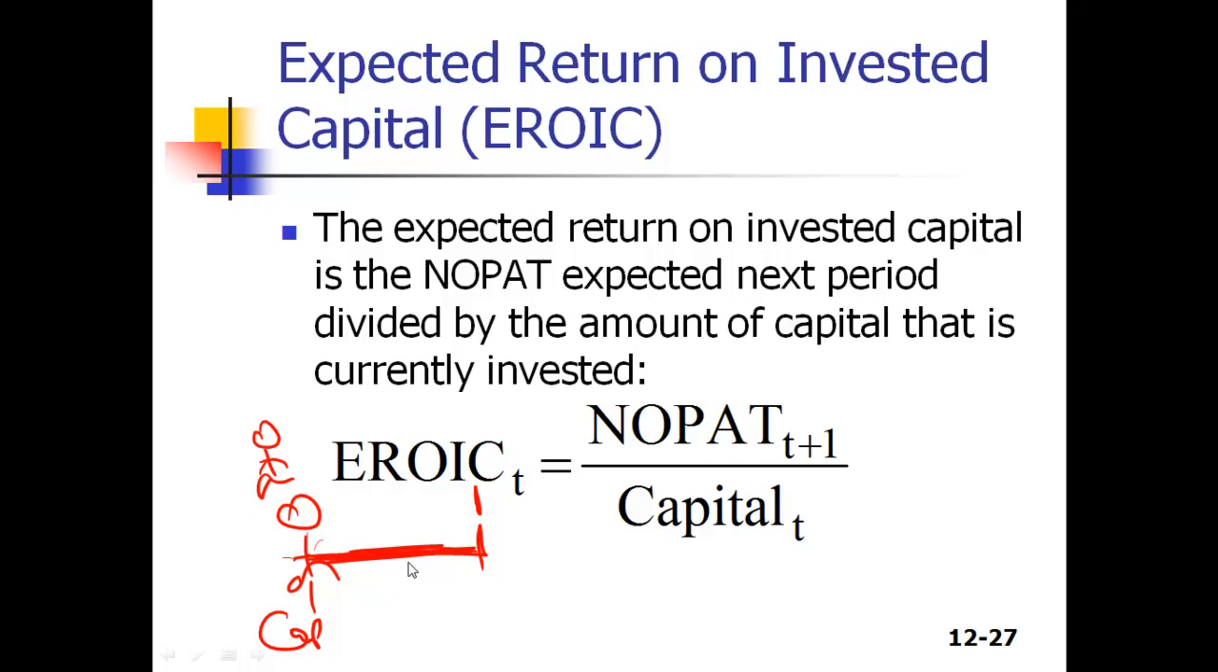So do you see why this is called expected return? Because the NOPAT is an expected NOPAT. Okay, so is high good or low good for this expression? High is good, because you would ideally want to have a high NOPAT relative to a low capital number. Okay.